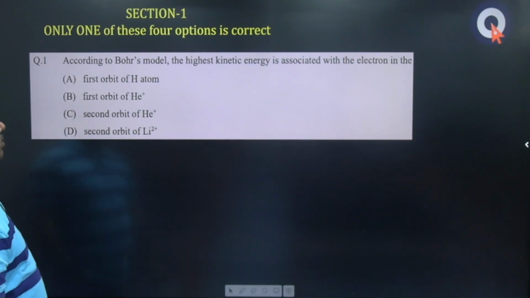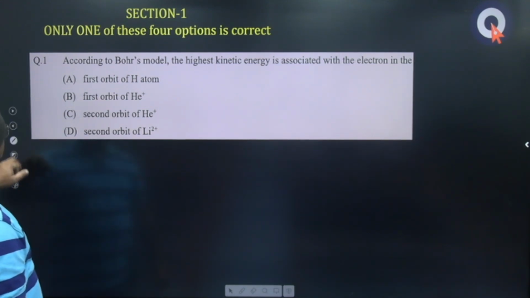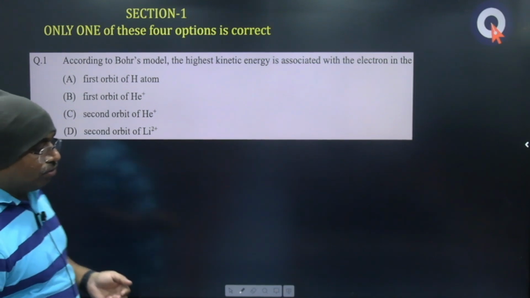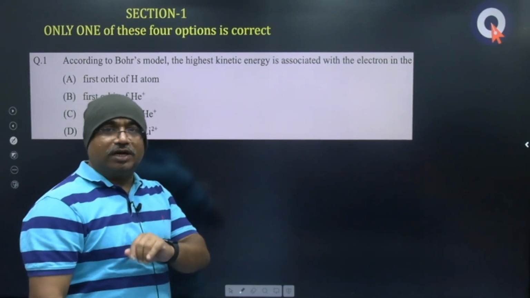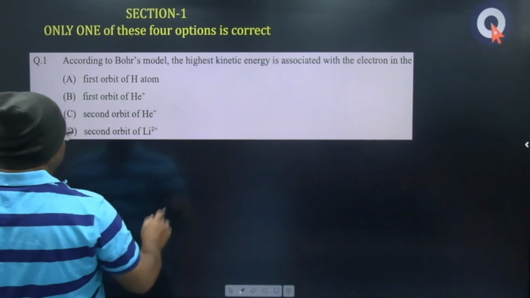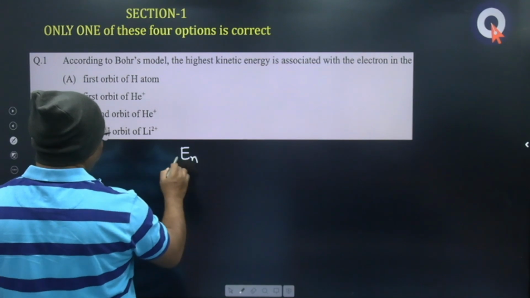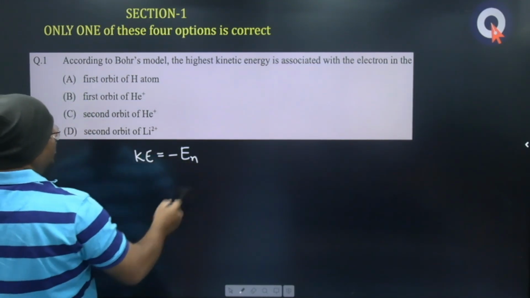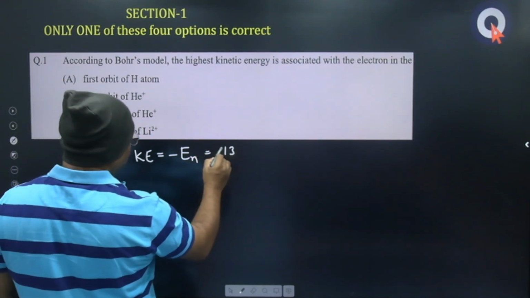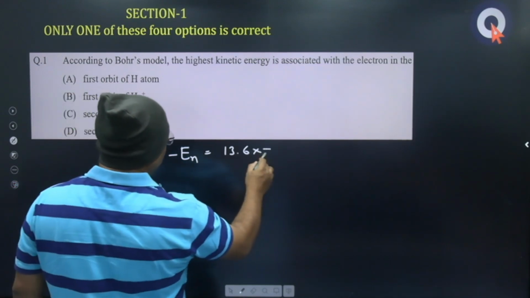According to the Bohr model, the highest kinetic energy is associated with the electron in which orbit? As we know, the kinetic energy, magnitude wise, is equivalent to the energy of the orbit. But kinetic energy is positive, total energy will be negative. So the total energy of an electron in an orbit is minus of the kinetic energy, and it is 13.6 into Z square by n square.